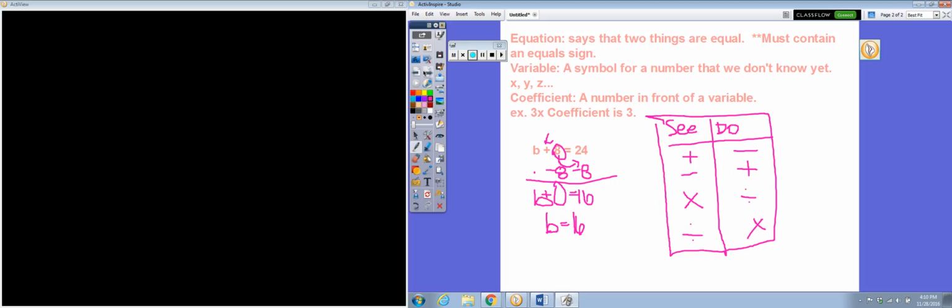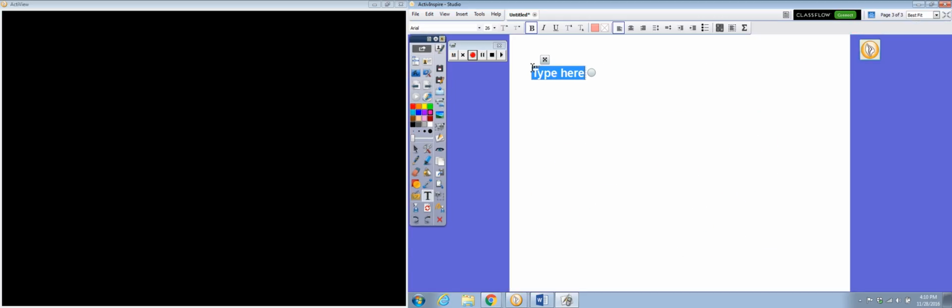So let's do a couple more problems. I'll give you a couple more so you see different ways. So this is when you see addition. This next problem is when you see subtraction. So b minus 8 equals 24. Well, this time I see subtraction here. So my opposite of that would be addition. So I'm going to add 8.